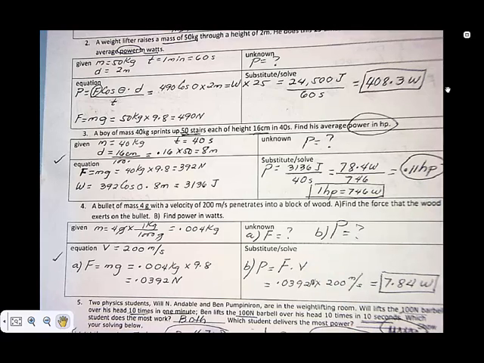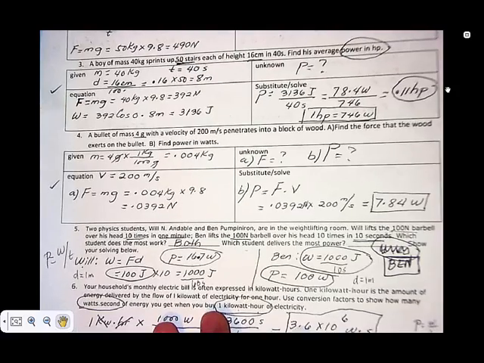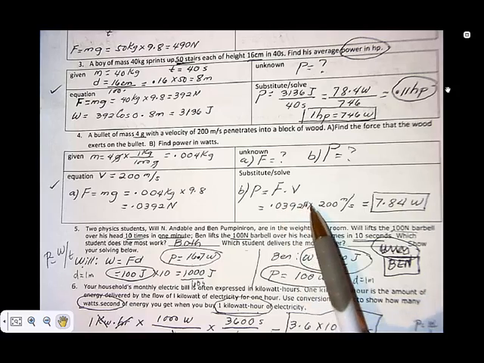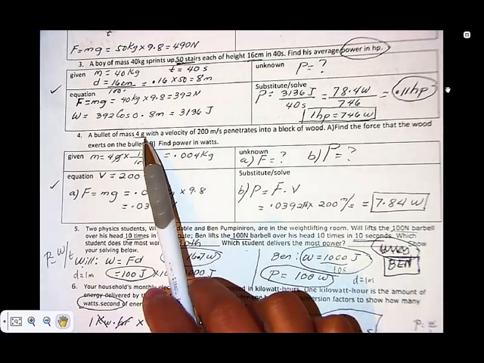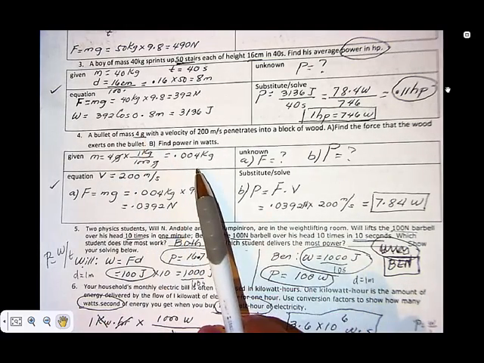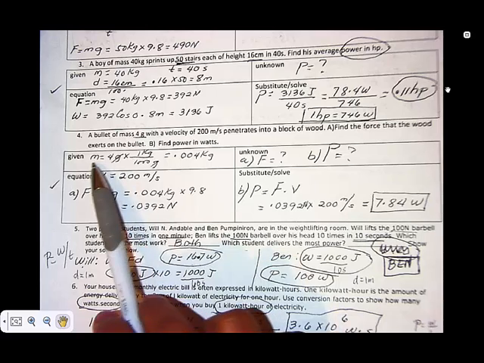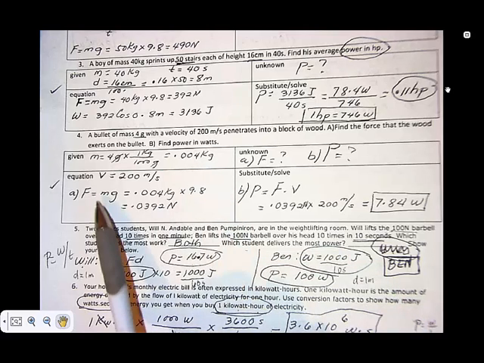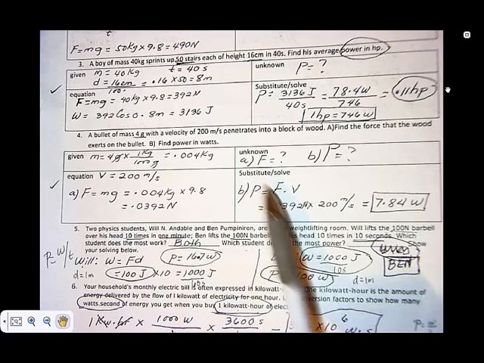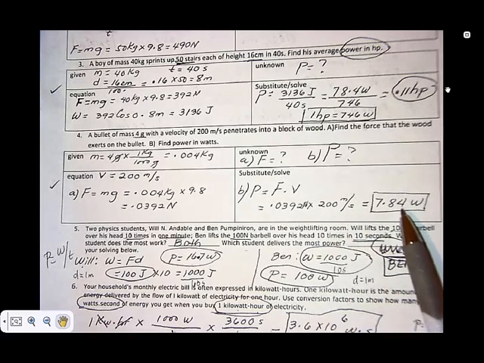Number 4. Number 4 is an example where we are using the equation P equals force times velocity, since we are only given the mass and the speed. Notice that the mass is in grams, and like we said, mass should always be in kilograms. We divide the number by 1,000 or move the point 3 times to the left. That's what it is. And we will multiply the mass by the G to solve for force, which is this much. Now you plug in your force times your speed, you will get 7.84 watts.